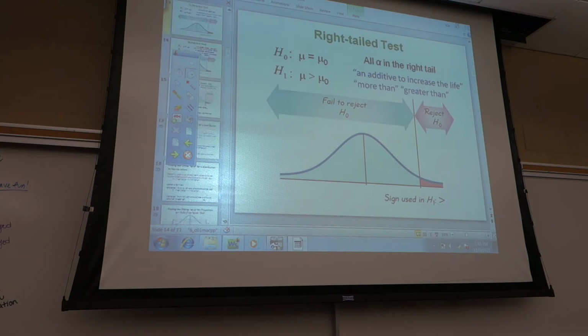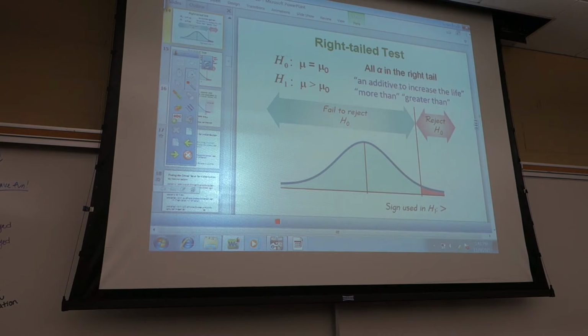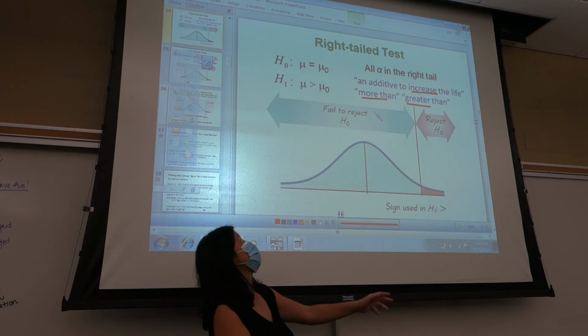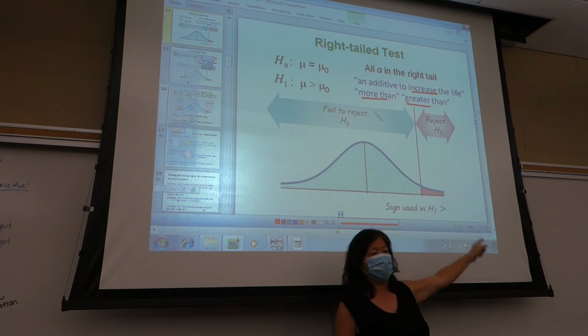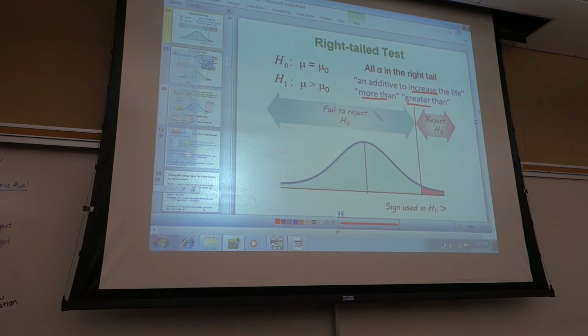All alpha in the right tail. More than, greater than. H naught: mu equals mu naught. H1: mu greater than mu naught. Mu naught, yeah. Good. Right, so right tail tests are where your claim is things like increase, more than, greater than, right? Right tail. So those are the verbal cues in your problem that you have a right tail test.